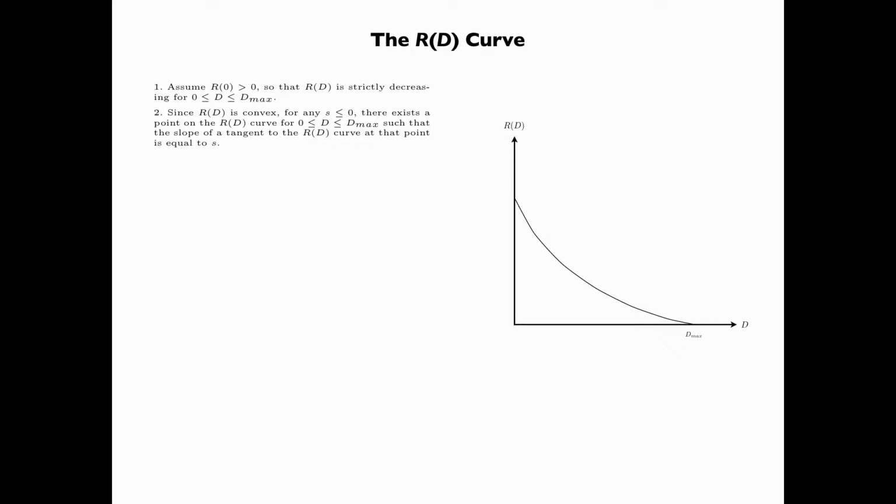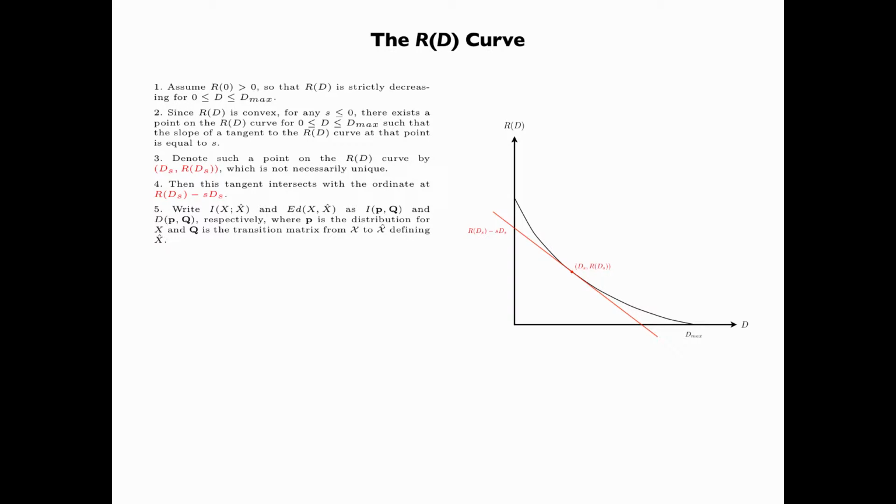Since R(D) is convex, for any S taking a non-positive value, there exists a point on the RD curve for D between 0 and D max such that the slope of a tangent to the RD curve at that point is equal to S. Denote this point on the RD curve by (D_S, R(D_S)), which is not necessarily unique. Then it can easily be seen that this tangent intersects with the y-axis at R(D_S) minus S D_S.